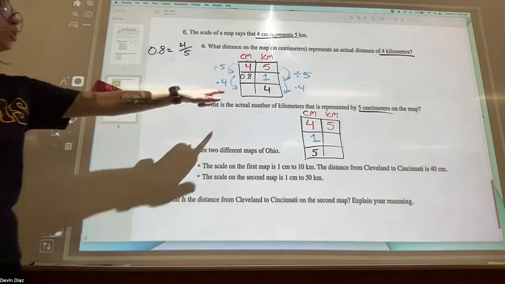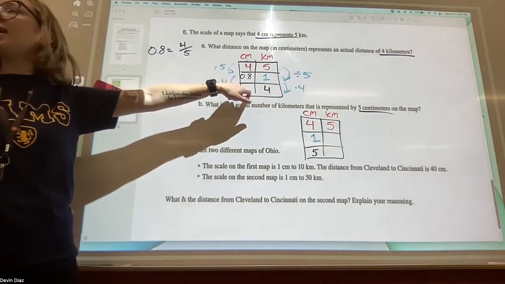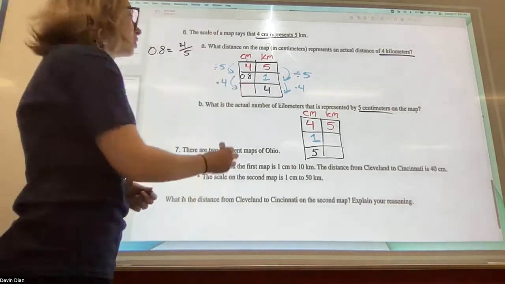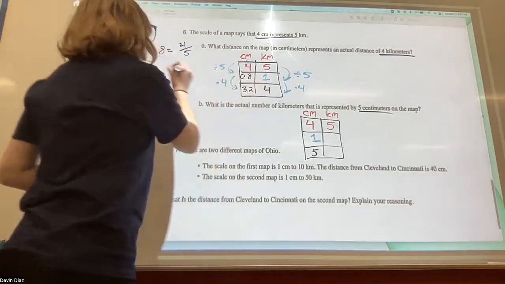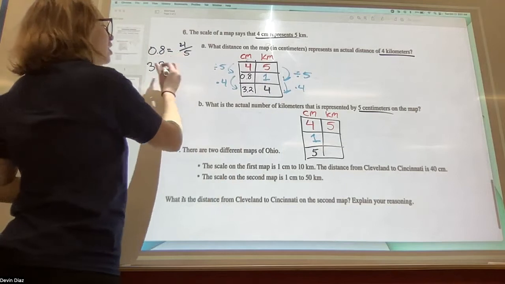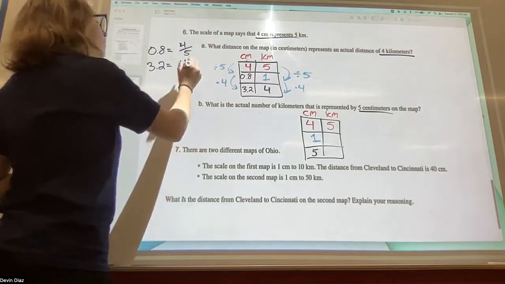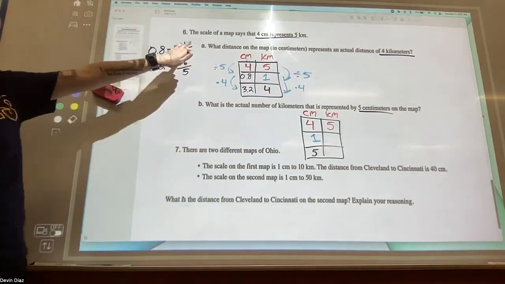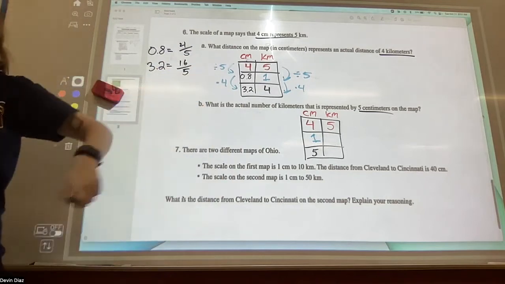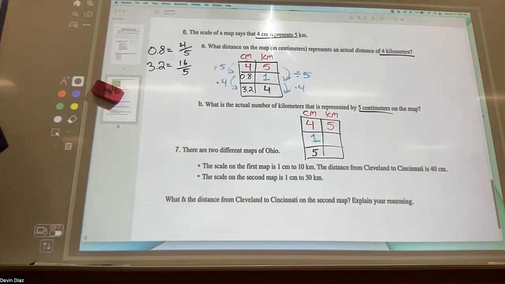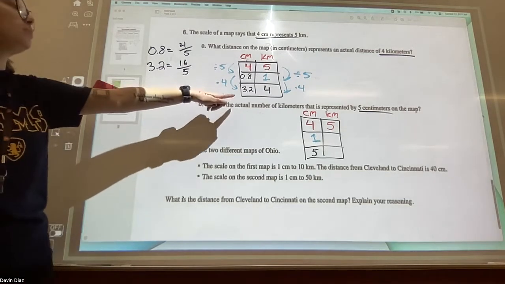Same thing. Who can tell me what I got right there? I want somebody. Zoe. 3.2. 3.2 is the same as 16 fifths, because all I did was multiply 4 fifths times 4, right? Either one of them is correct, but if you have your calculator, do that. So the actual distance is 3.2.